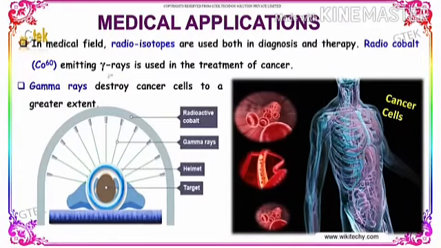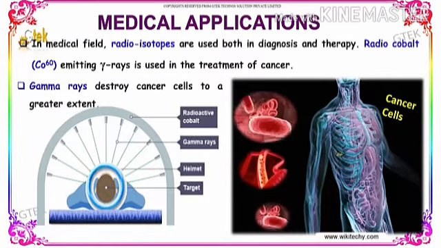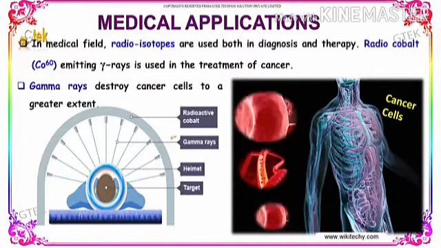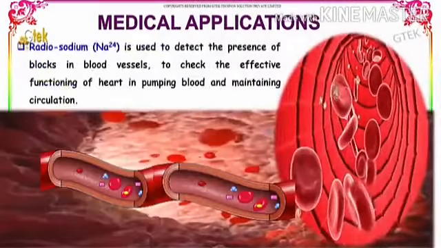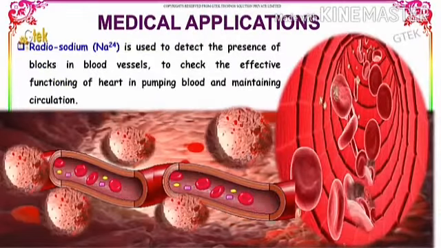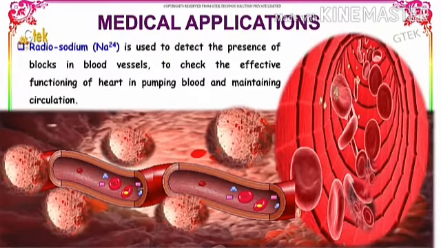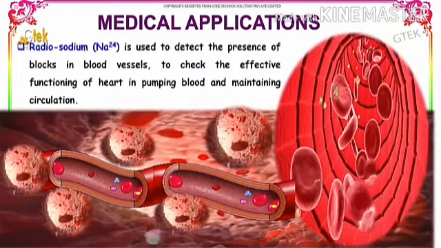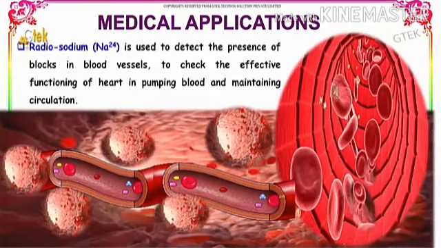Next, uses of radioactivity in medicine. In the medical field, radioisotopes are used both in diagnosis and therapy. Radiocobalt 60 emits gamma rays, which are used in the treatment of cancer. Radiosodium 24 is used to detect the presence of blockage in blood vessels, to check the effective function of the heart in pumping the blood and maintaining circulation.